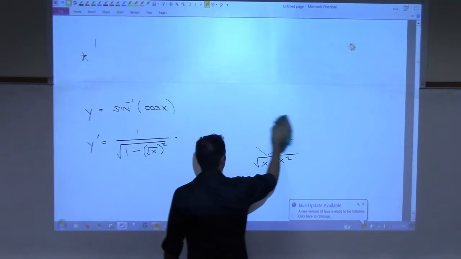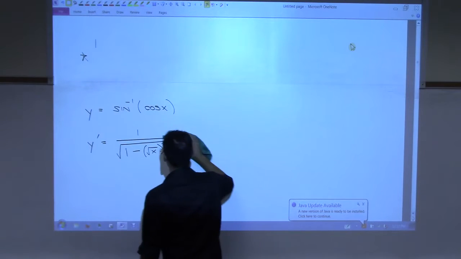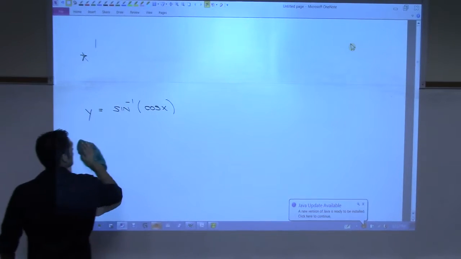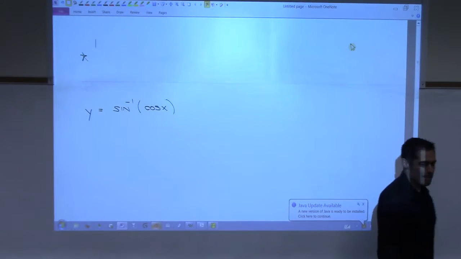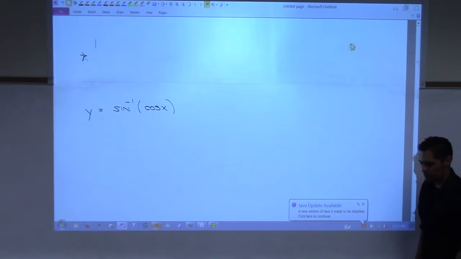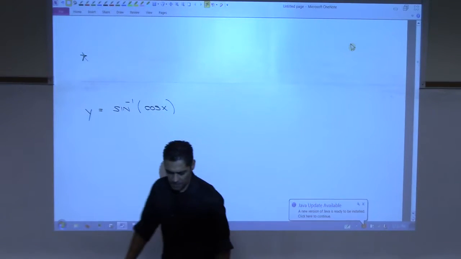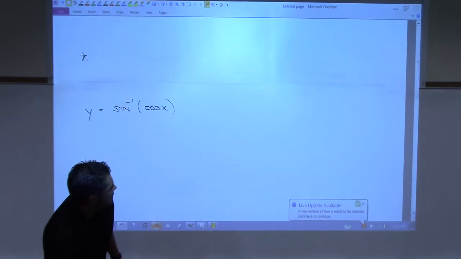This will be really interesting, actually. What is the derivative of arc sine of cosine of x? All right, so it's chain rule, right?